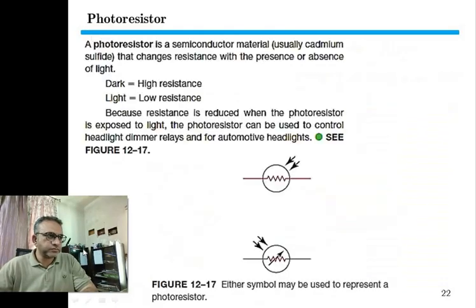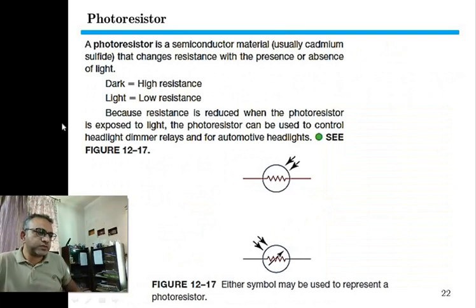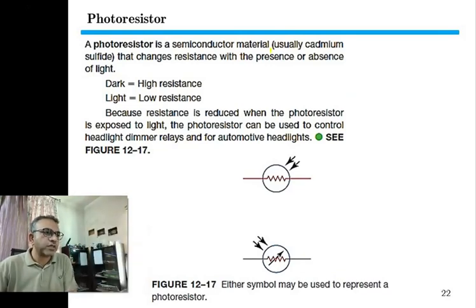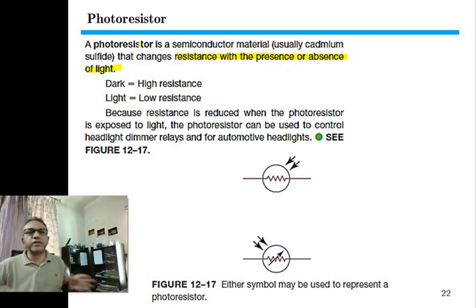Photoresistor. A photoresistor is also a photodiode. A photoresistor is a semiconductor material, usually cadmium sulfide, that changes or alters its resistance by the presence or absence of light.